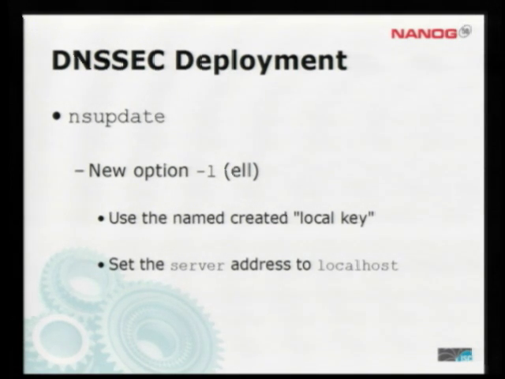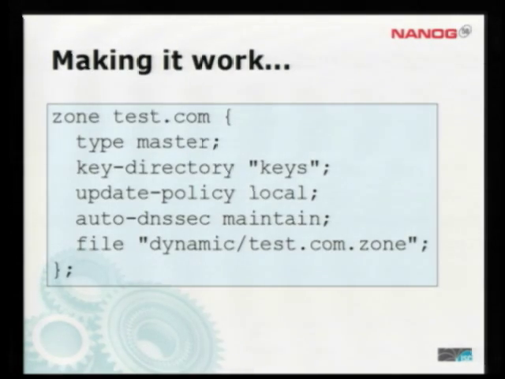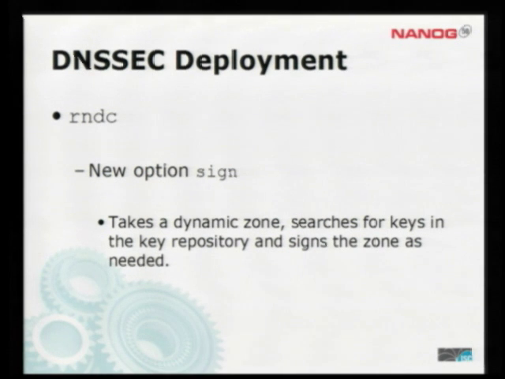So, dynamic zones. You have to use this crazy nsupdate thing. Well, nsupdate has a new option, -l, which says use the current local key, which was automatically created by BIND, so we don't actually know what it is. Set the server address to localhost, so when we do this update, it's going to occur on the local machine. It's not going to attempt to actually modify the zone somewhere else. And then, of course, there is rndc sign, which takes a dynamic zone, looks in the key repository for any associated keys. If the timing metadata says we should use it, it pulls it in and uses it.